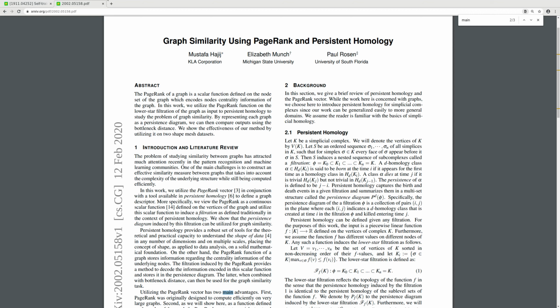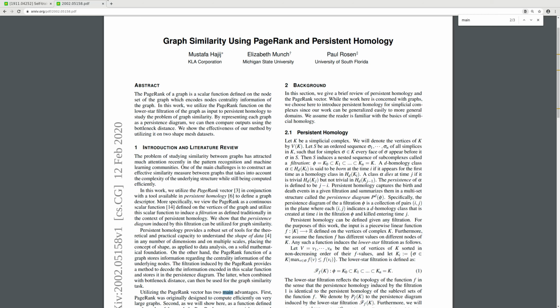Graph similarity using PageRank and persistent homology. So today I'm reading this paper. It's from Mustafa Hajij, Elizabeth Munch, and Paul Rosen, University of Florida, Michigan, KLA Corporation.